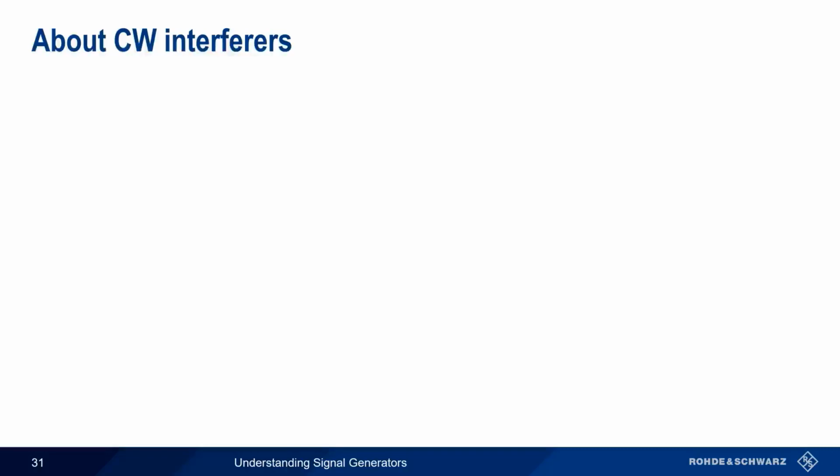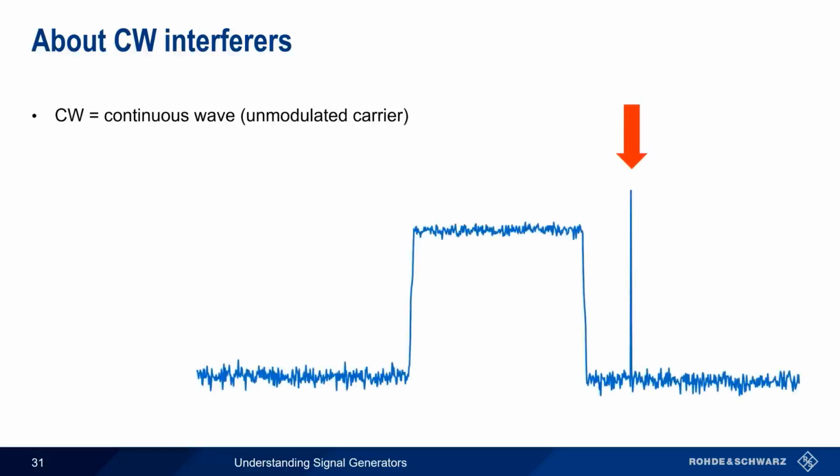Another common type of interferer that can be created by vector signal generators are so-called CW, or continuous wave interferers. These are essentially unmodulated carriers with a very narrow spectral width. CW interferers are commonly used in receiver blocking tests, which test the ability of the receiver to correctly detect and demodulate a signal in the presence of a second interfering signal.